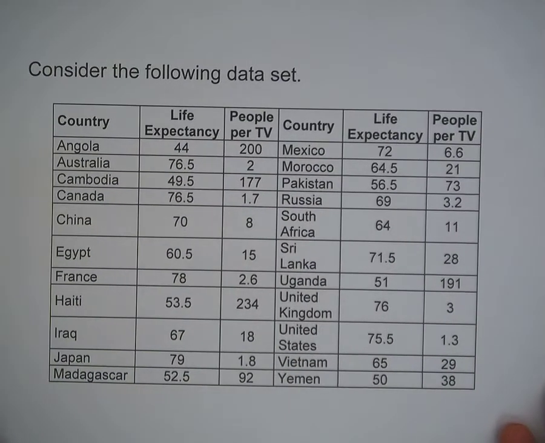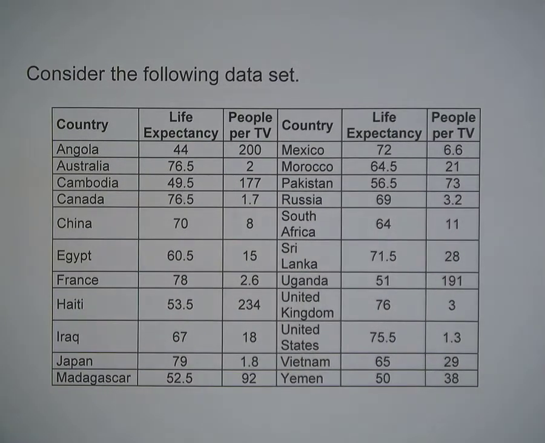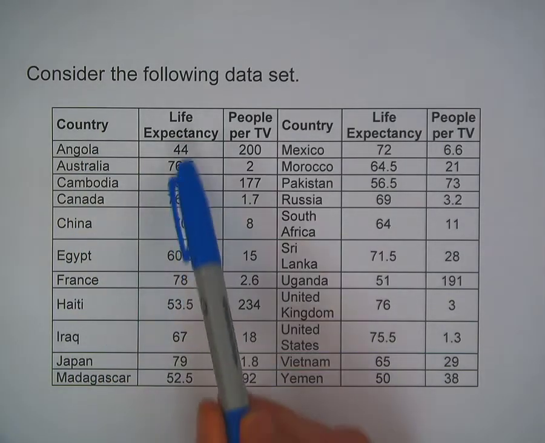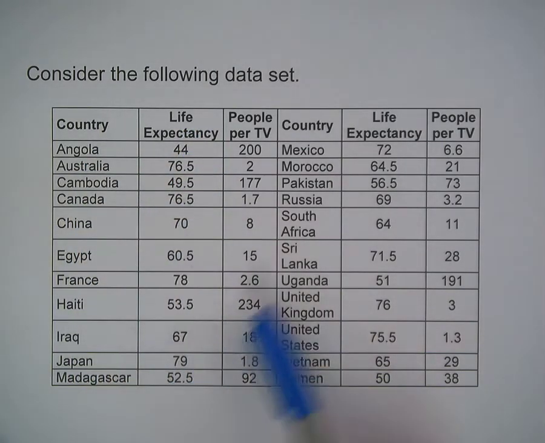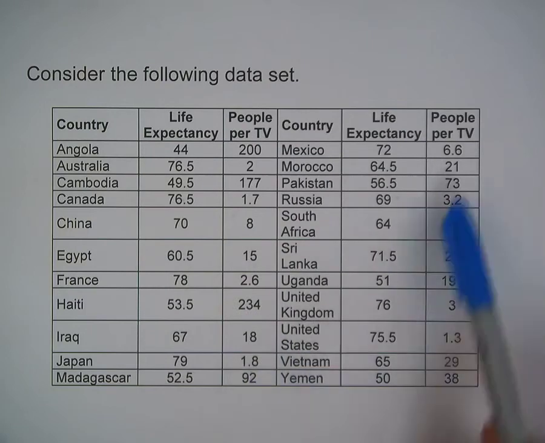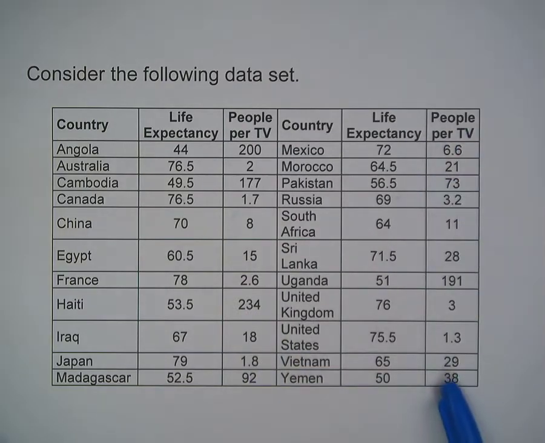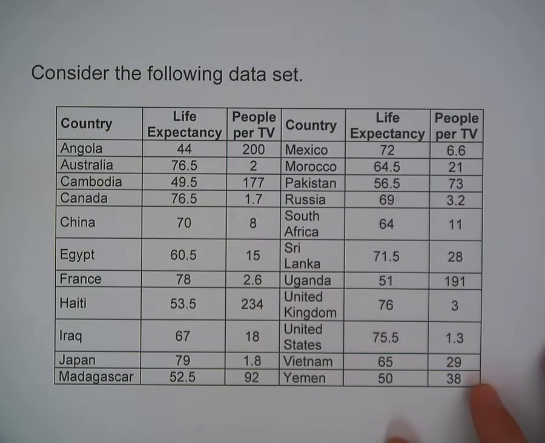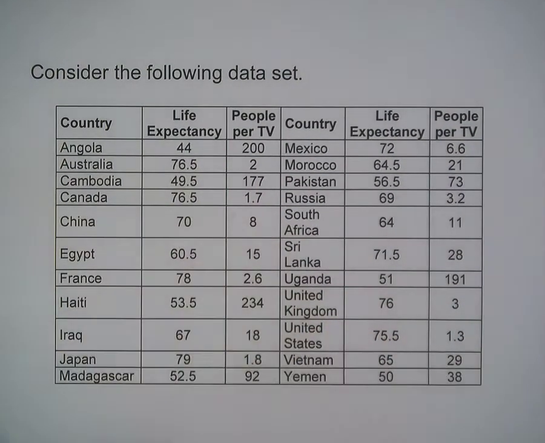Pretty interesting data set. What we have here are a bunch of different countries, and then the life expectancy in that country is listed here, and the number of people per TV are listed here. Okay, so we have a bivariate data set. Notice that the tables just continued here. So these aren't separate data sets, it's just split up that way.